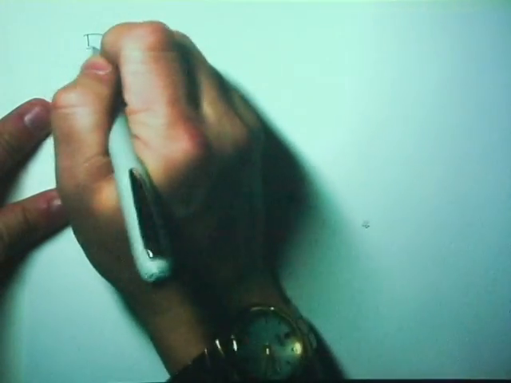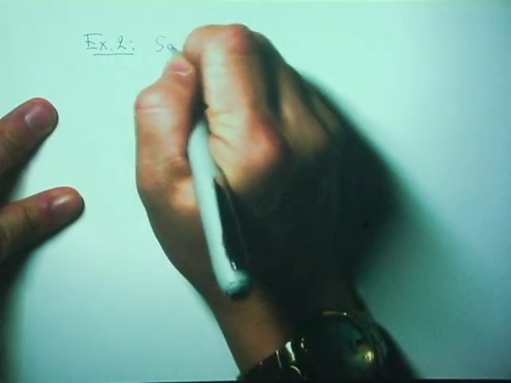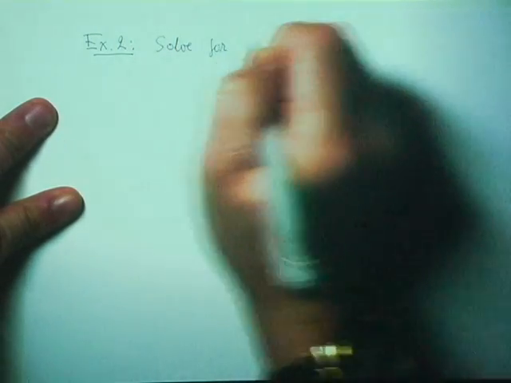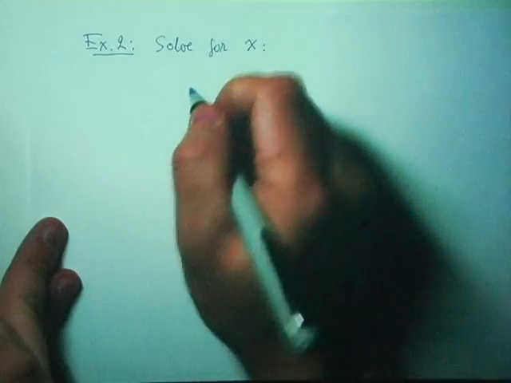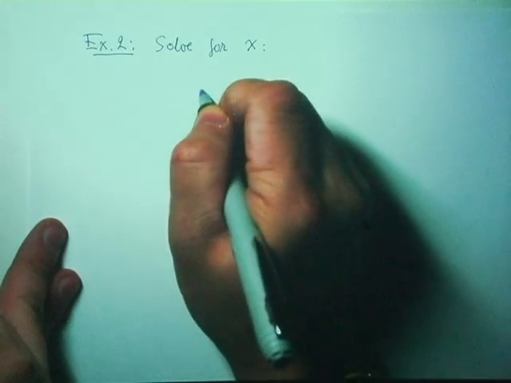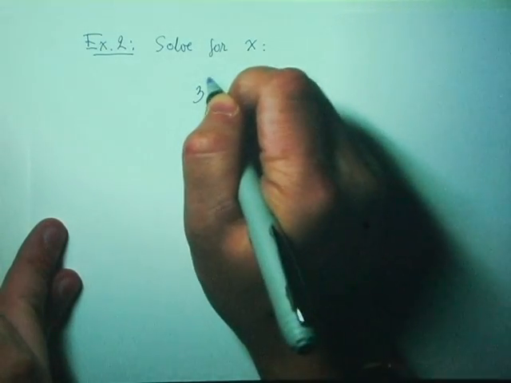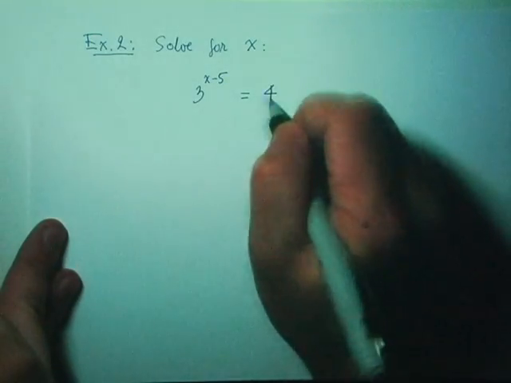So this is example number 2 for this general discussion. Let's say we want to solve for x. Now, let's create something new here. How about we want to solve 3 to the x minus 5 equals 4, for example.